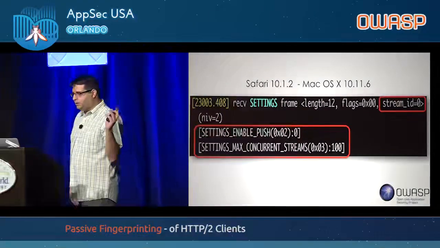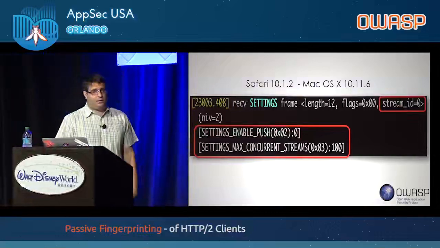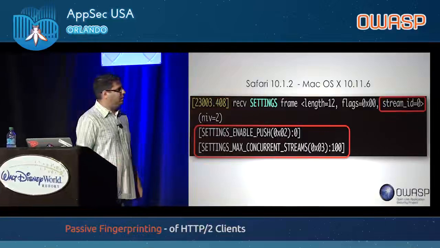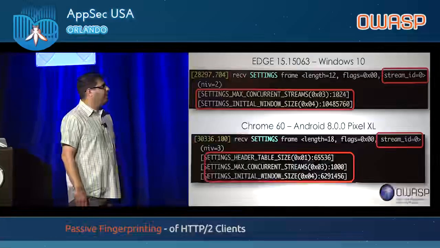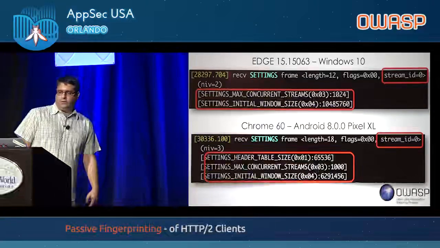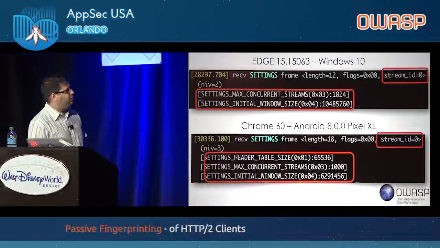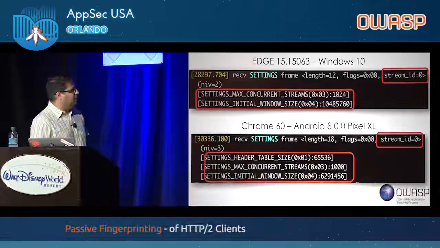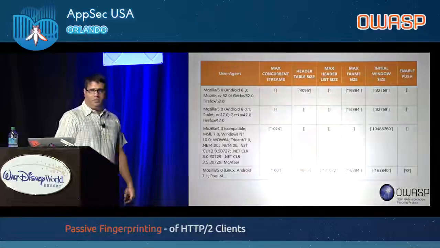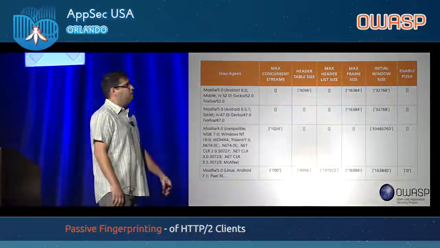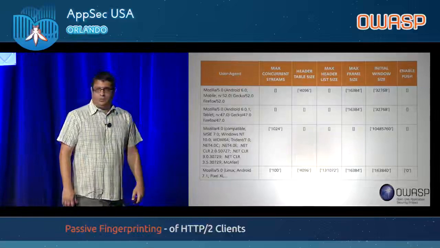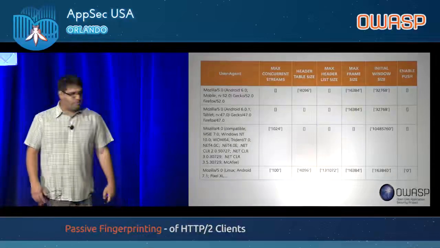By the way, the settings which are sent in the settings frame are mandatory. Each endpoint should respect that. It's not a suggestion. And I brought 2 more examples. One is from Edge browser over Windows 10, and the last one is from my Pixel XL. And if we put those in a table, and we did put them in a table for like 40,000 user agents, you can start seeing the differences. And once again, from fingerprinting point of view, that's perfect.